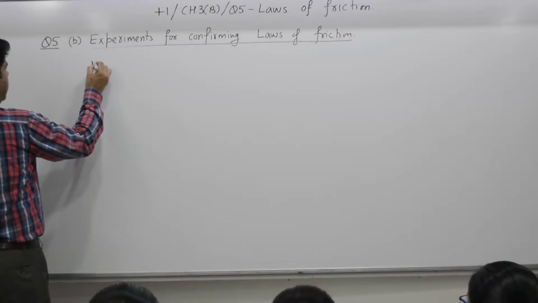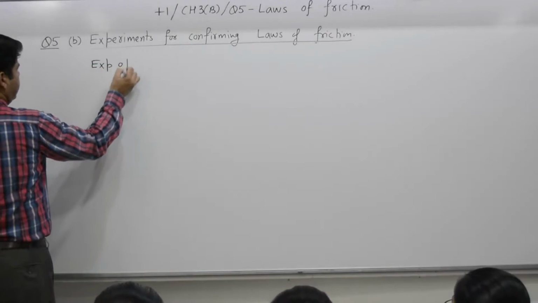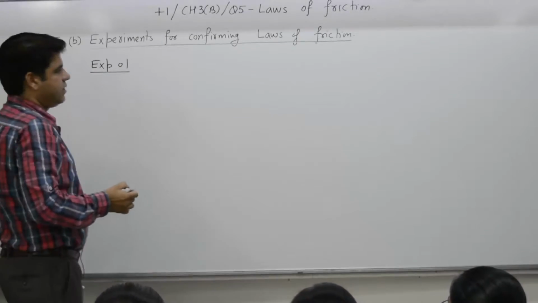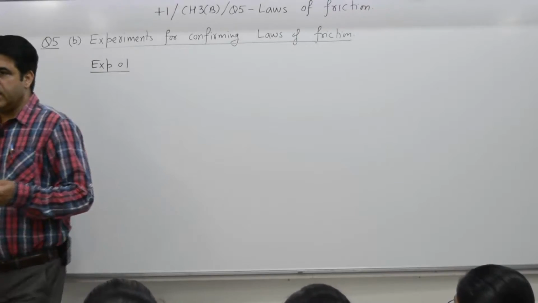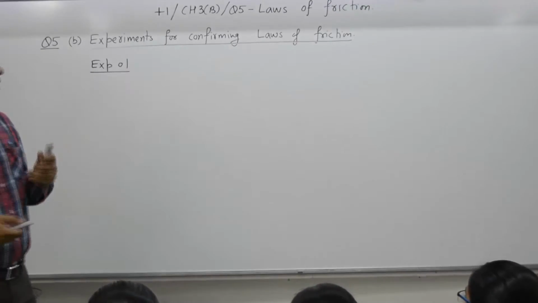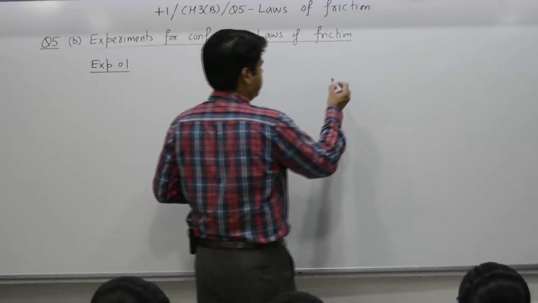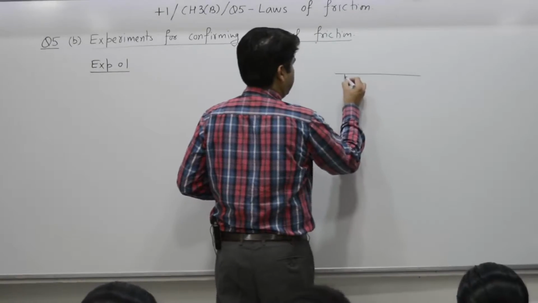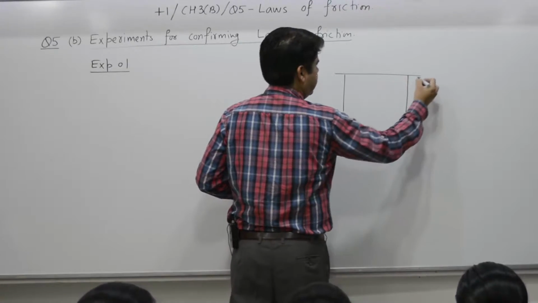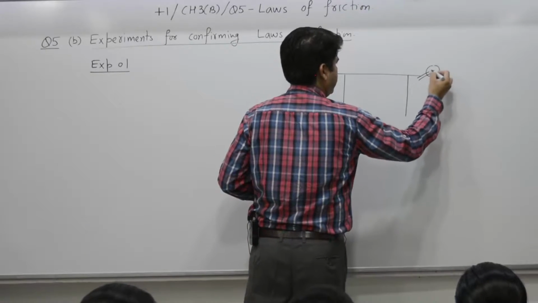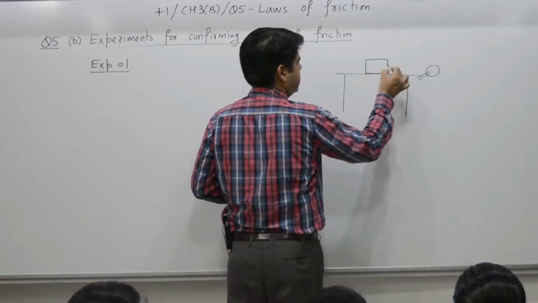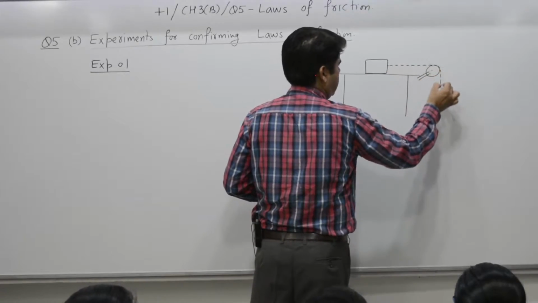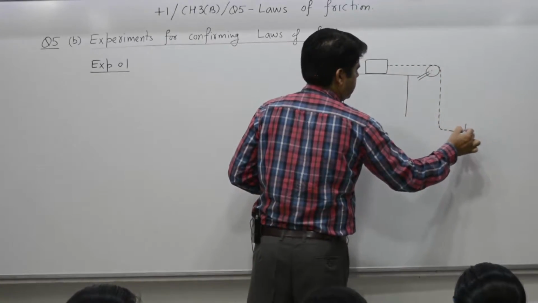Experiment number 1 to confirm law number 1. What was the law? Friction is directly proportional to normal reaction. So, we will perform one experiment. In the lab, there is an experiment table on which, on one side, there is a pulley, some weight, and there is a pan on the other side.